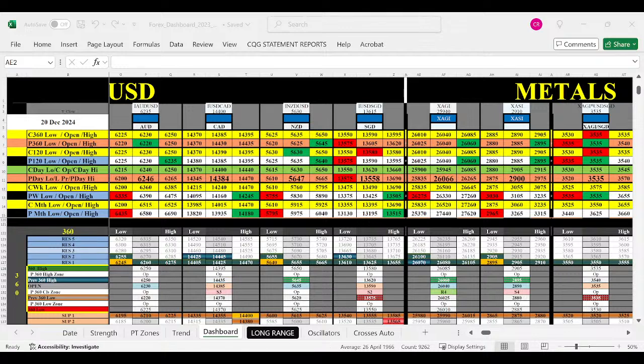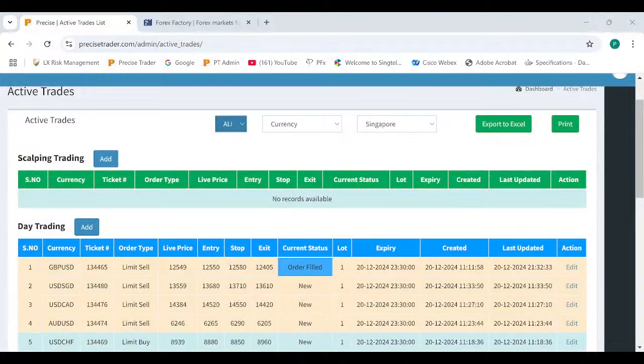One more thing, I think our pound order got filled. Yeah, it is already filled at 125.50. We have shorted pound. This is a day trading call which we gave in the morning, created at 11 a.m. So it is almost 12 hours since we created this order.